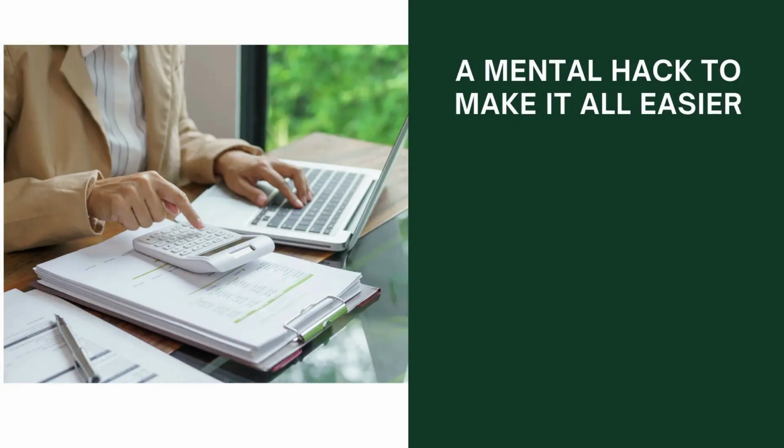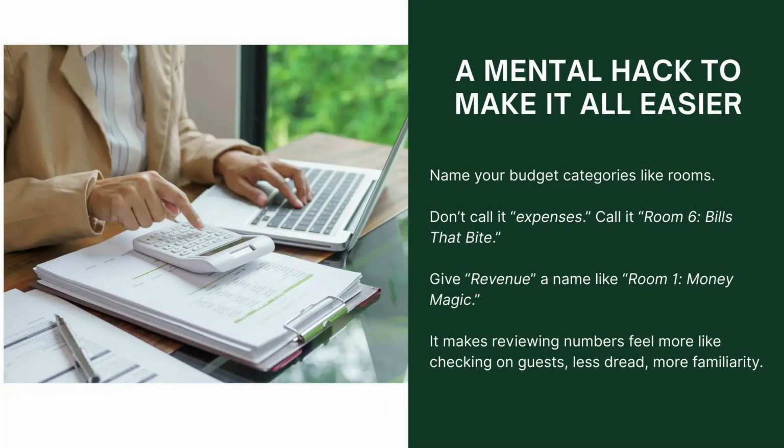Here's a mental hack to make it all easier. And this is your teaser tip. Name your budget categories like rooms. Don't call it expenses. Call it Room 6, Bills That Bite. Give revenue a name like Room 1, Money Magic. It makes reviewing numbers feel more like checking in on a guest. Less dread, more familiarity. Try it.